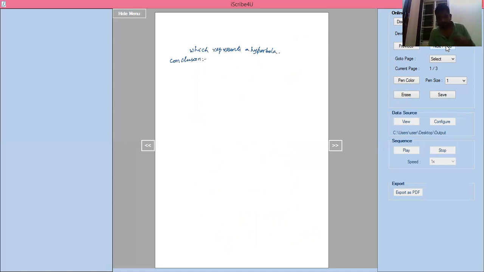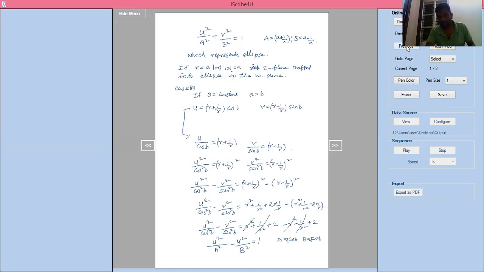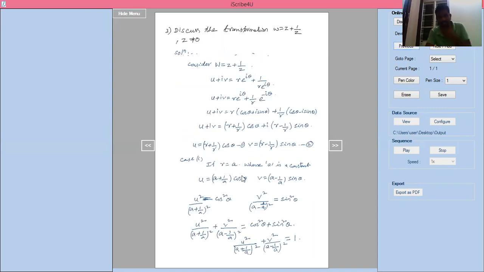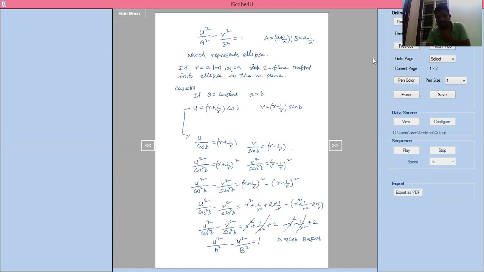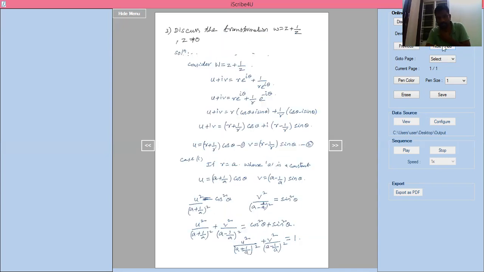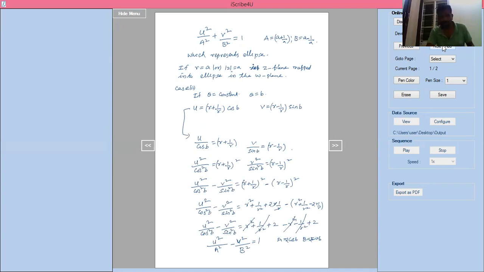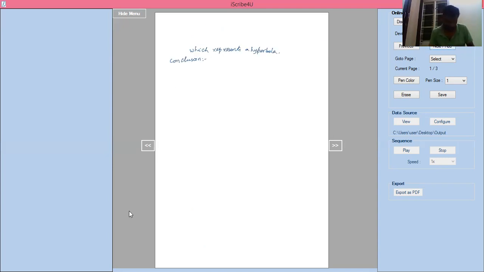Before going to the conclusion, we can draw the diagrams. See what it represents. Modulus of z equal to a, I told here. So this is that equation. If you take modulus of z equal to r equal to a, it represents a circle of radius a units.